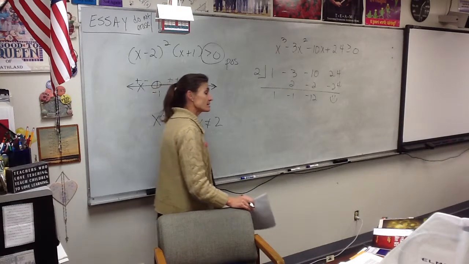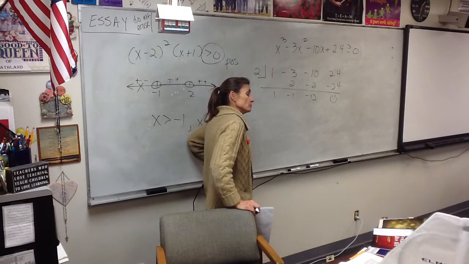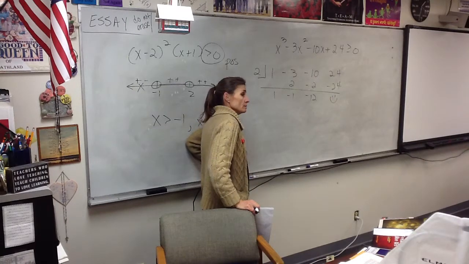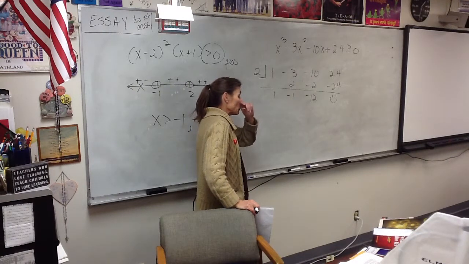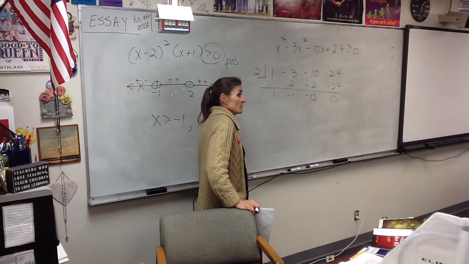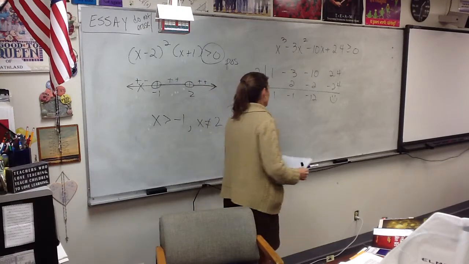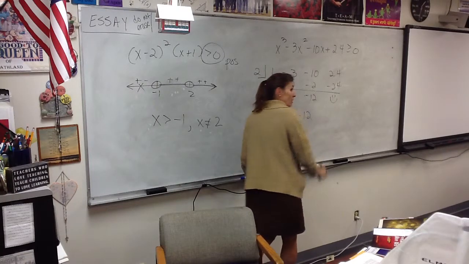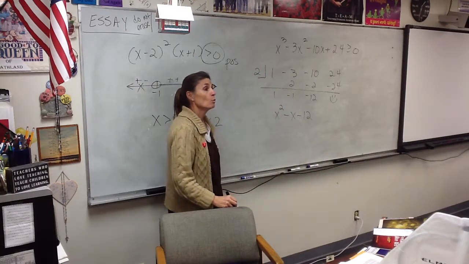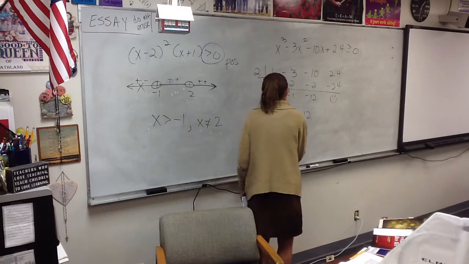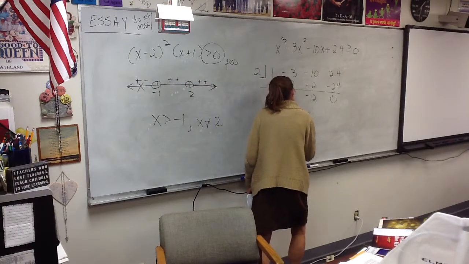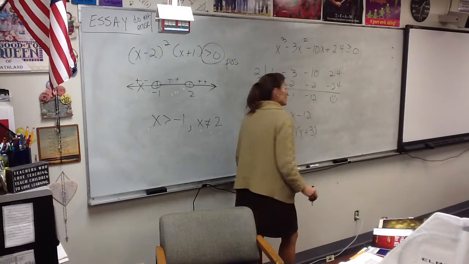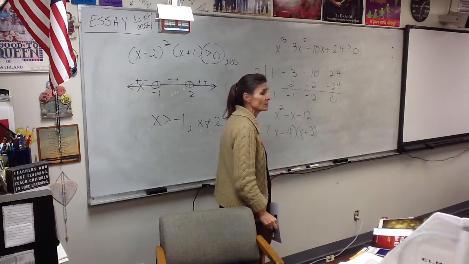Now, I guessed the number 2, and it worked. So I divided it out. Now what's left? x squared minus x minus 12? Which factors? Very good. Now, please listen to me. I'm going to say something important here.